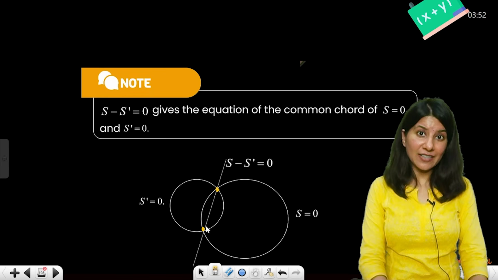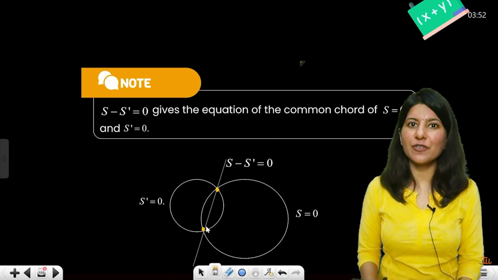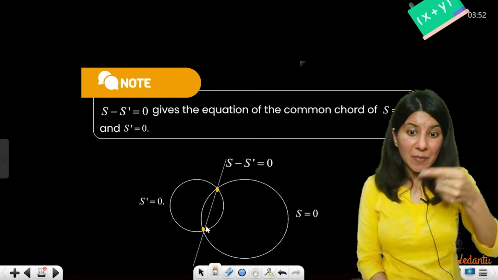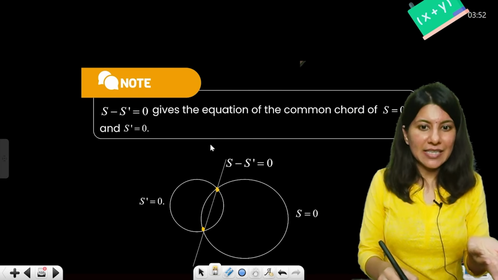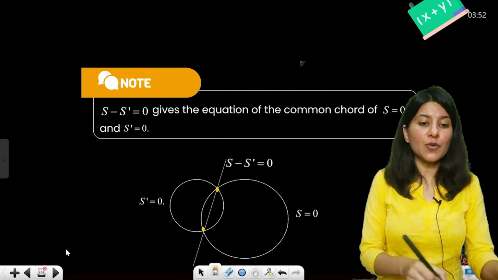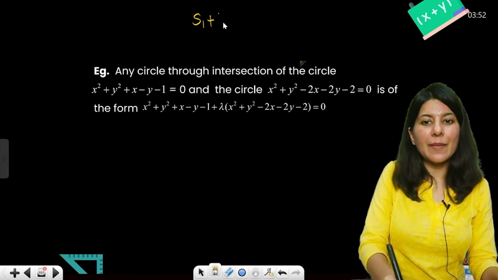When you subtract two circles, you will not get the equation of a circle. You will get the equation of a line passing through the point of intersection. So, special case: S1 minus S2 gives you the equation of the common chord of the circles, right? Otherwise, the general case is S1 plus lambda times S2.